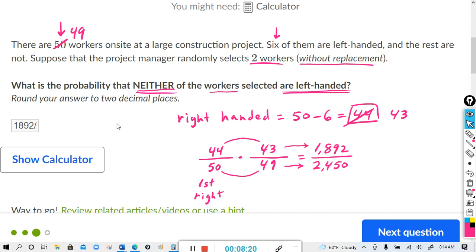If we were to do the decimal, if I did 1892 divided by 2450, I get 0.7722, and it keeps going. But they said 2 decimal places. So you look at the third decimal. If it's less than 5, you round it down. So it would just be 0.77 if you wanted the decimal.